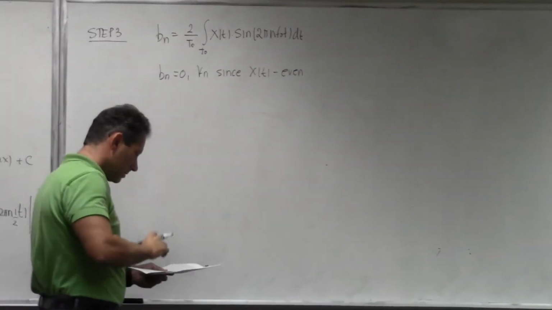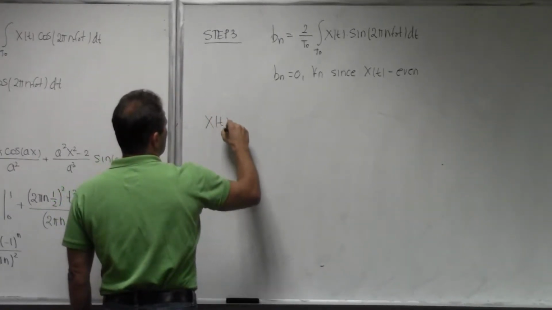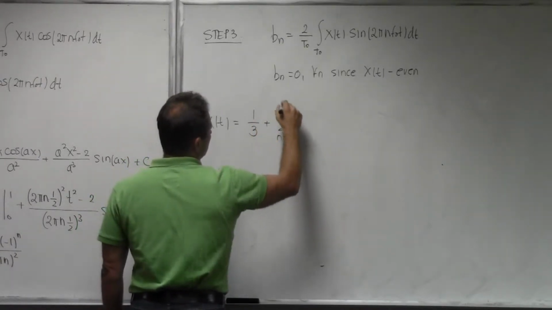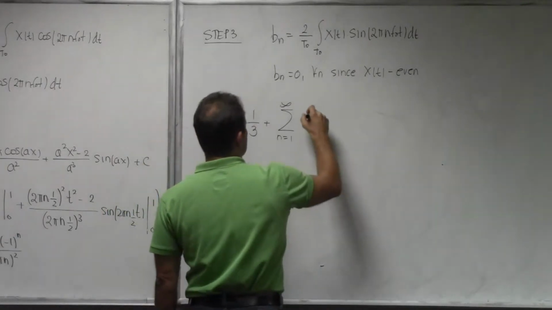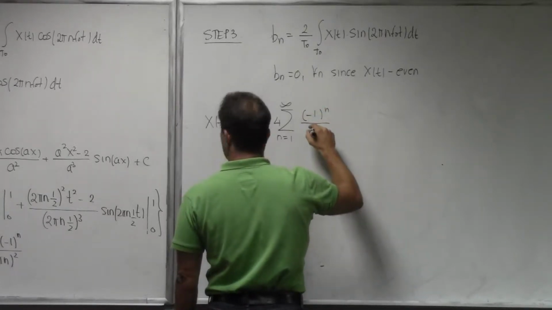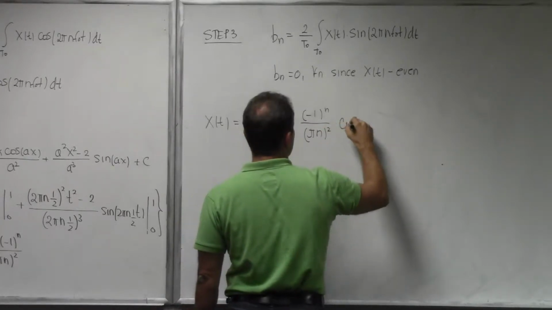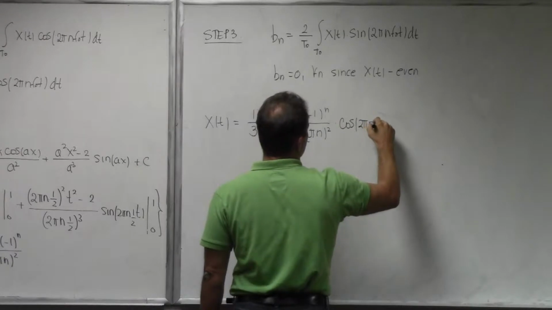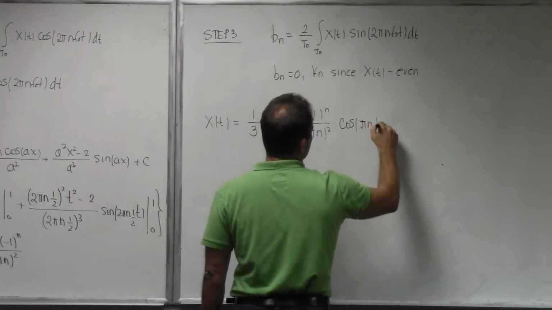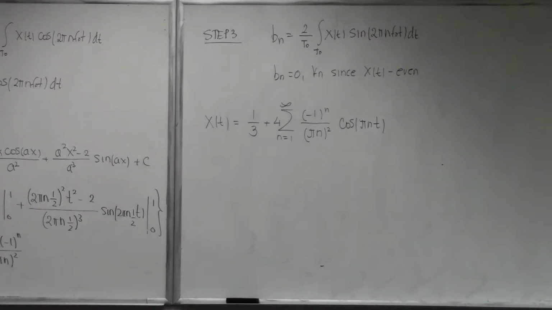Okay? So believe it or not, we actually have our Fourier series here. x of t is equal to our DC component 1/3, plus the sum, when n goes from 1 to infinity, of an, which is now, I can put 4 outside, minus 1 to the n, divided by pi n squared, times cosine 2 pi n f0 t, which is, I can say here, pi n t. So that's our Fourier series associated with this waveform.